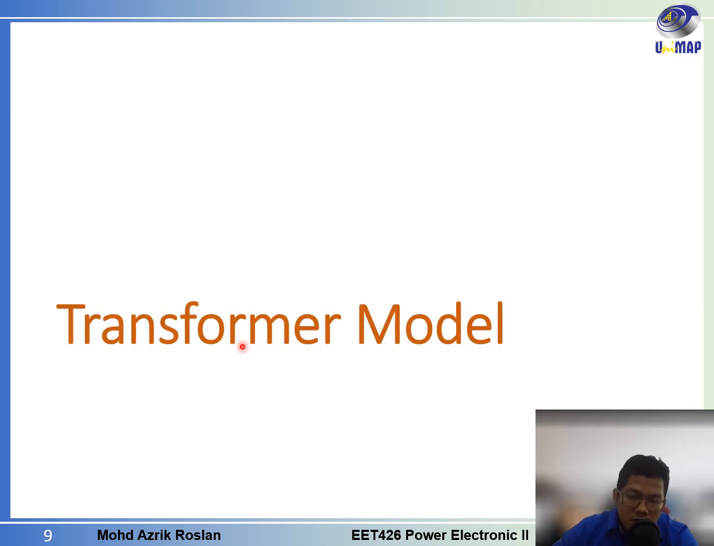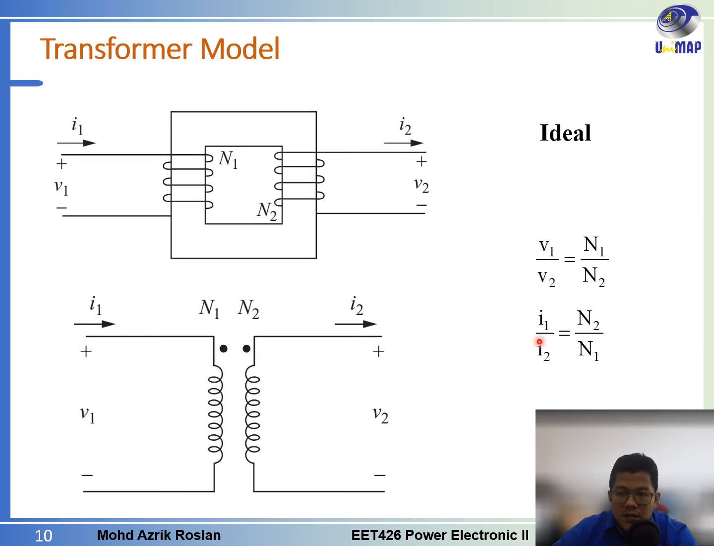Okay, now we will look at the transformer model that we will use for the flyback converter. This one is just a review of what we already learned even in the forward converter topic. So this is the ideal transformer. We have V1 over V2 equals N1 over N2, and I1 over I2 equals N2 over N1.